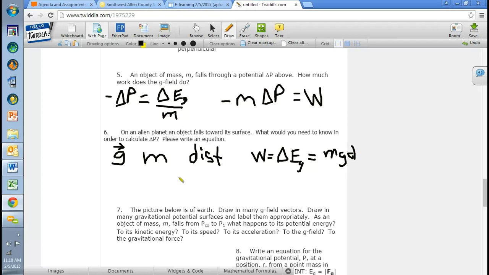So keeping in mind that this negative delta P would be related to this change in energy, I need to put that in here, that this negative delta P is going to be equal to this energy right here per unit mass. So can you see that the change in potential energy is going to be equal to the, whoops, not the mass. It's going to be equal to the gravitational field strength times the distance.